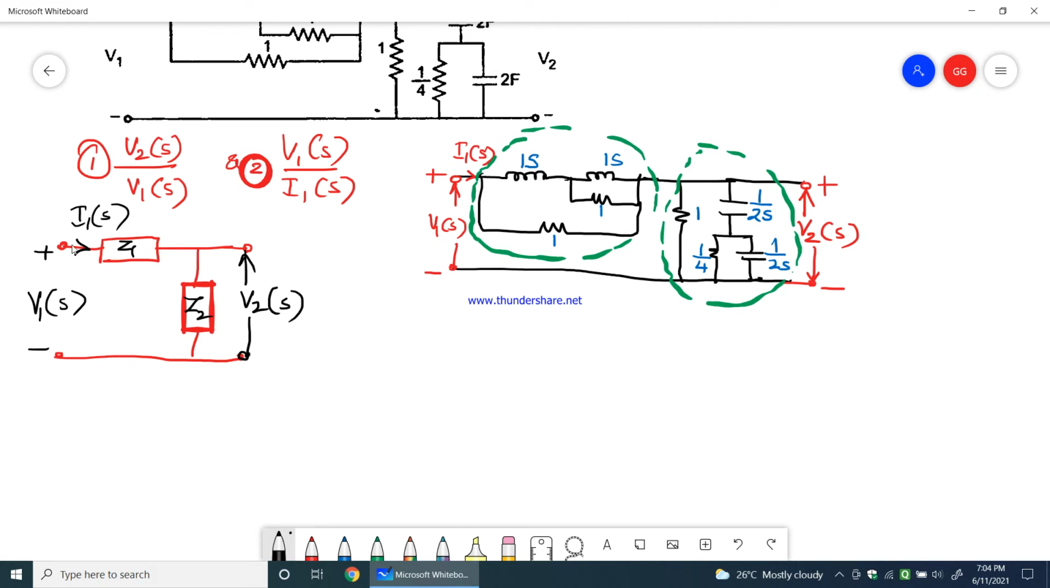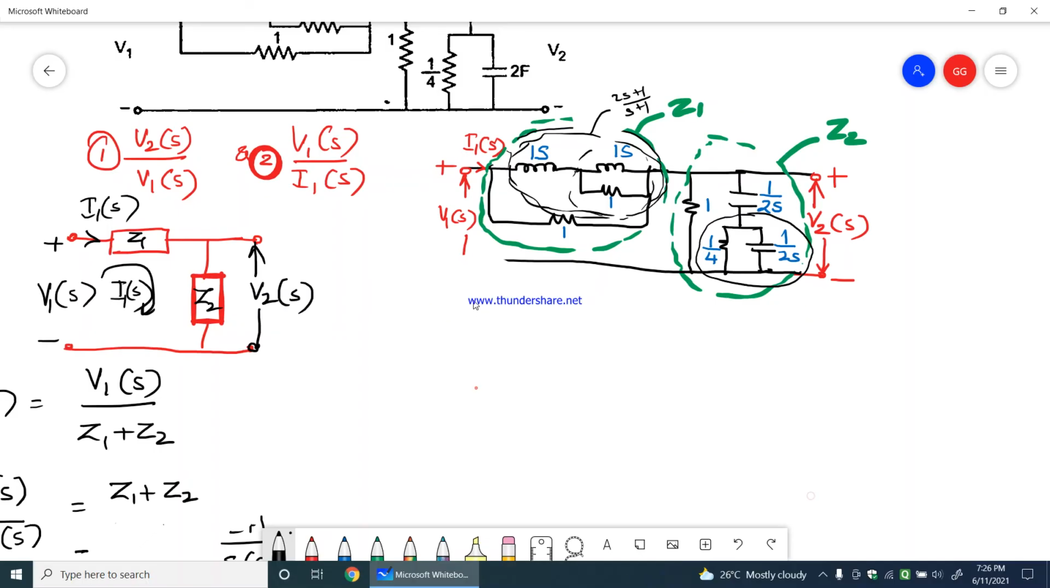Now I1 of S is flowing in this direction, so it is nothing but I of S. I1 of S is flowing in that entire loop, right? So let us solve this now. Impedance Z1 here. So let us find out the impedance Z1. So here Z1 would be equal to this, both are in parallel, that is in series with this, and then that will come in parallel with 1.